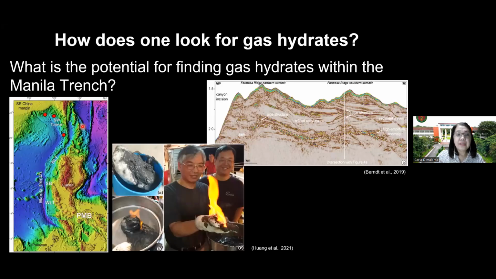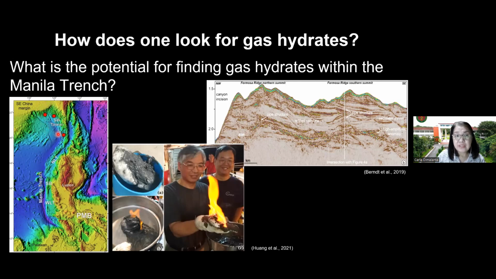The other thing is that, particularly in Taiwan, they have been doing a lot of gas hydrate research for the past years already, way before we attempted to do studies of gas hydrates. And in their studies, these three dots here indicate that they have found indicators or evidence that gas hydrate is present within the southwest Taiwan margin.